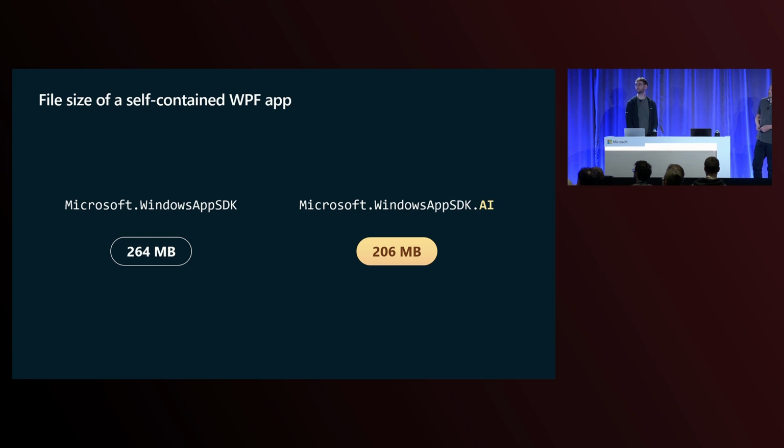And as a result, you can see that pulling in the entire Windows App SDK for this project, it was around 260 megabytes, but we brought that down to 200 megabytes. So hopefully with this, it makes it much easier to only basically select what you need. Because if you're a WPF app, you probably don't need an entire WinUI or some other code there.